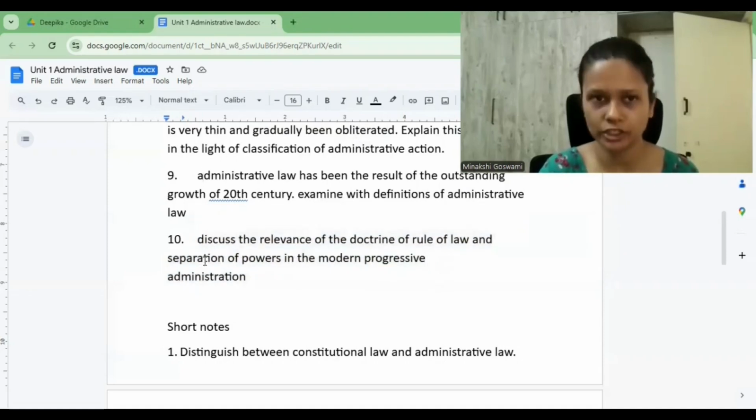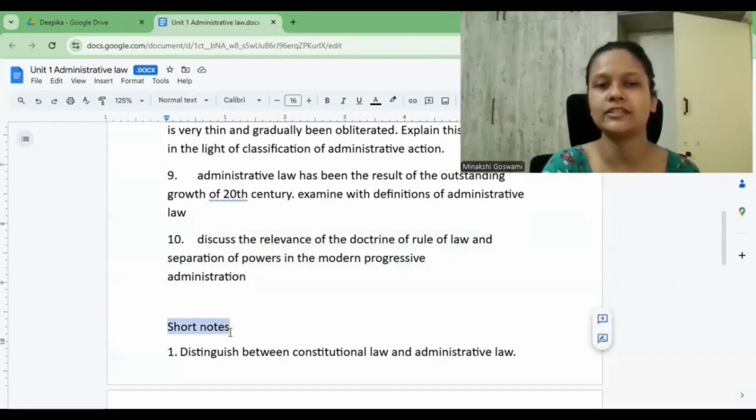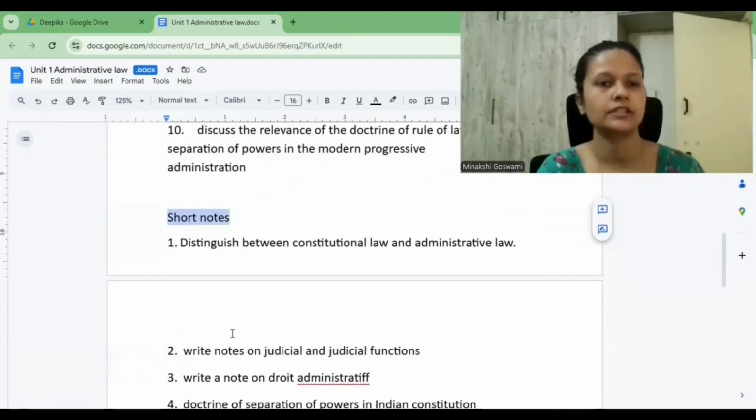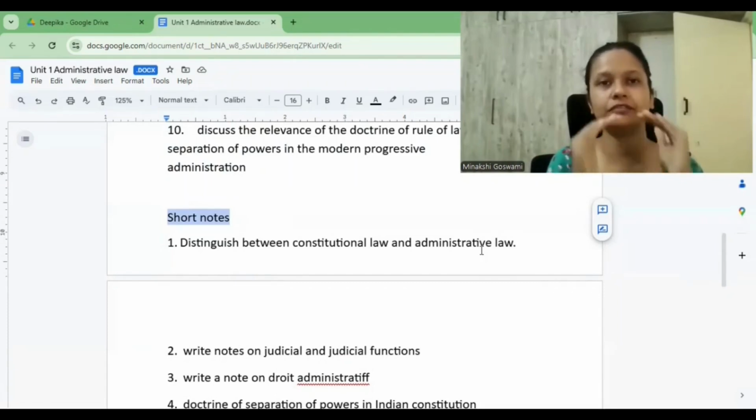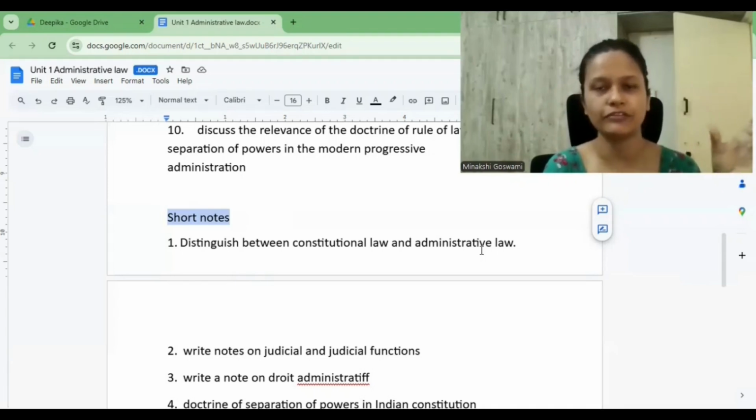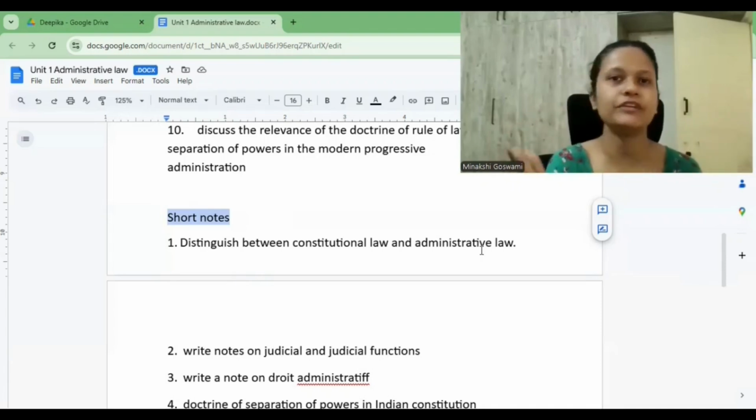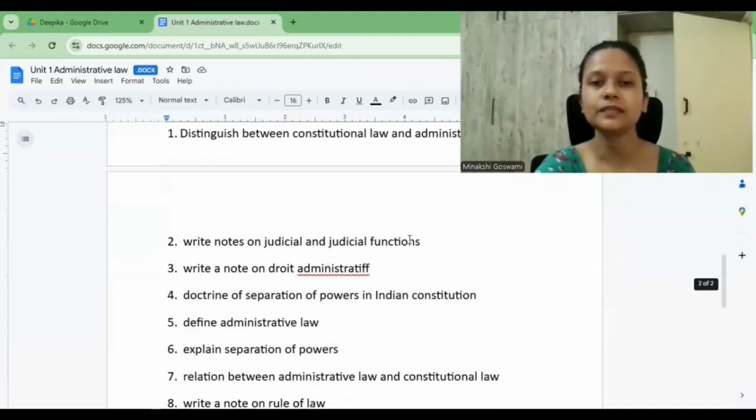We had 10 long questions from Unit 1 of Administrative Law. And now let's look at the short notes. So first we have: distinguish between constitutional law and administrative law. Whenever there is a question on the differences, if you can give the differences in the form of a table, that always attracts the attention of the examiner. So you can try doing that, like the ground of difference, and then you can try to differentiate between the two laws or whatever is the question basically.